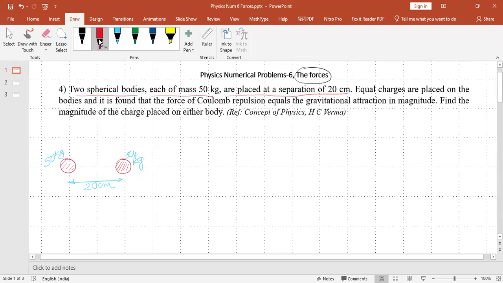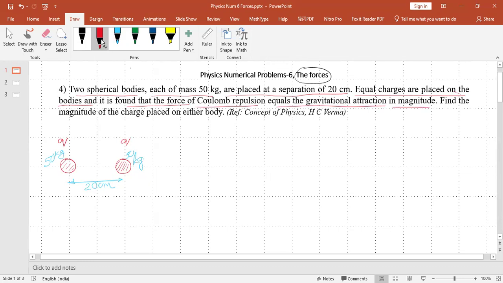Next it says that equal charges are placed on the bodies. Let us say two equal charges Q and Q are given to these bodies. And it is found that the force of the Coulomb repulsion equals the gravitational attraction in magnitude.